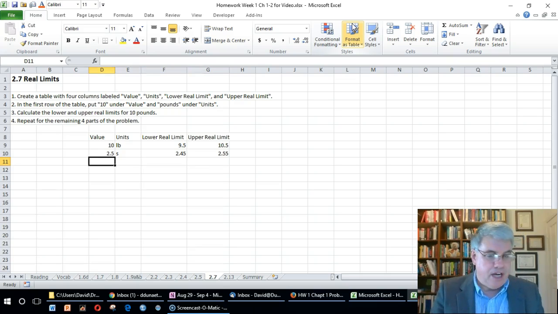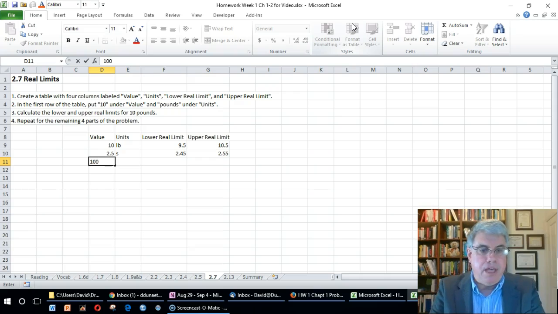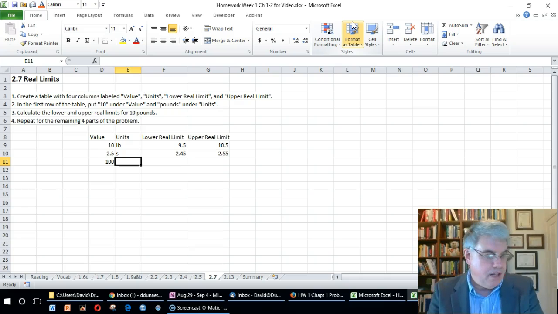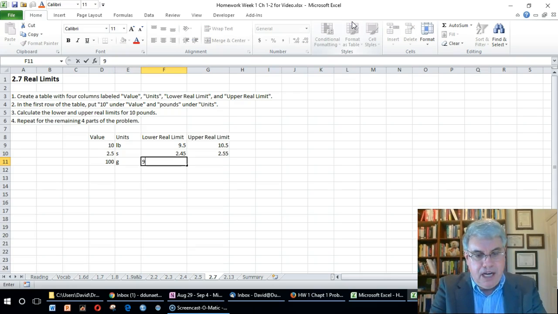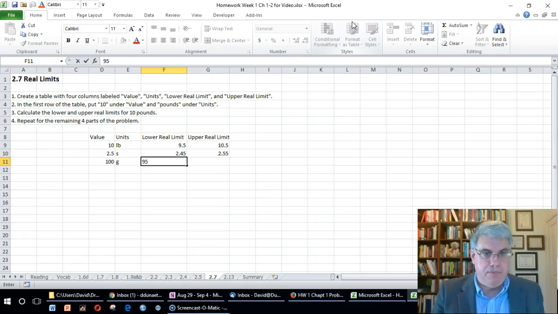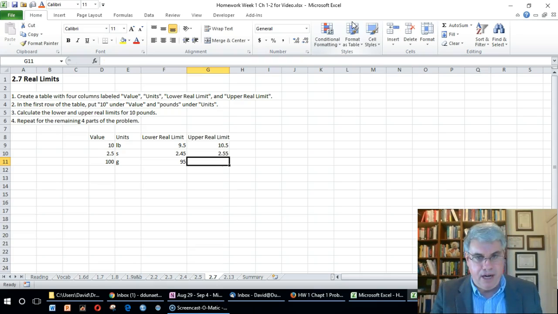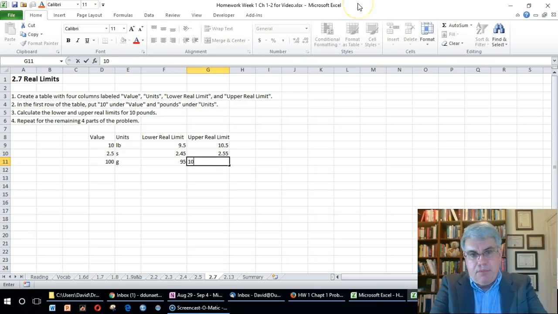The third one is 100 grams, and it says assume that we can measure it to the nearest 10 grams. So we can measure 110 grams or 120 grams, but we can't measure 111 grams. So our value is 100 grams, and the unit is G, grams, and so that goes from 95, that would be rounded up to 100, because we can't measure 95, 96, 97. We can only measure to the nearest 10 grams. And this goes to a maximum of 105 grams.